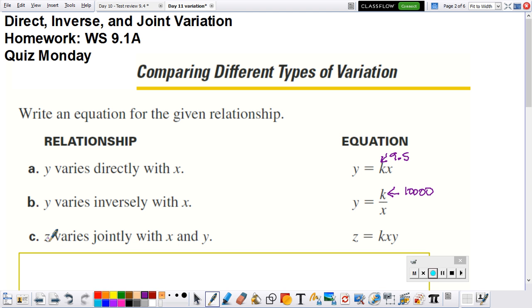All right, letter C. Z varies. I want to point out, here it was Y varies, and it was Y equals. This one says Z varies, so that tells us it's Z equals. Now, the main reason we use directly and jointly is that directly is normally when you have one variable, and jointly is when you have two. So, Z varies jointly with X and Y, so K times X times Y. So as X and Y jointly go up, Z will go up.